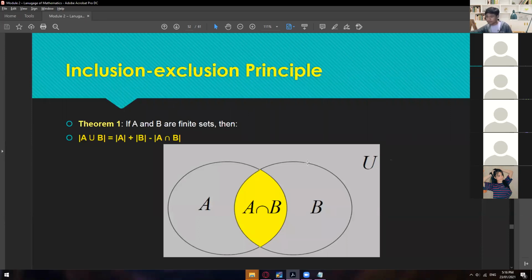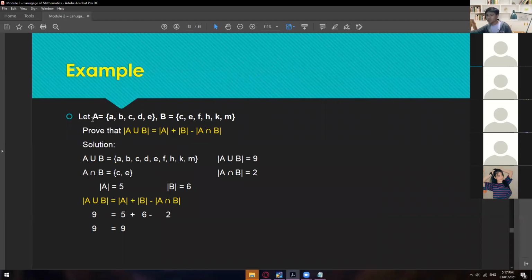Okay. So for you to appreciate this one, let's proceed to the example. Okay, so we have here 2 sets wherein A is A, B, C, D, E, and then B is C, E, F, H, K, M. So we have to prove that A union B is equal to A plus B minus A intersection B. Okay, so here's the solution. So A union B is A, B, C, D, E, F, H, K, M.